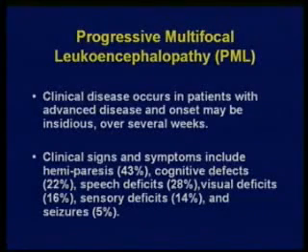Let's talk about PML, progressive multifocal leukoencephalopathy. Clinical disease occurs in patients with advanced disease, and this really truly occurs in advanced disease. It's very unlikely to see someone who has a very high T-cell count and has PML. Onset may be insidious or over several weeks. Clinical signs and symptoms include hemiparesis, cognitive defects, speech deficits, visual deficits, sensory deficits, and seizures. It's very atypical to see a young person presenting with stroke-like symptoms, but that's what you think of. Then the next step should be think HIV.